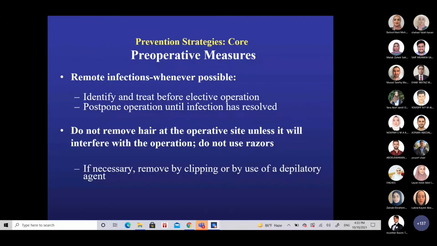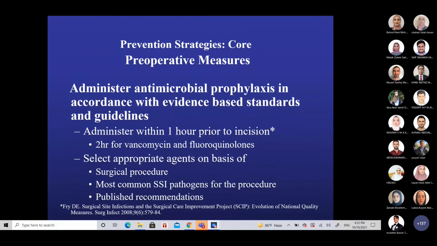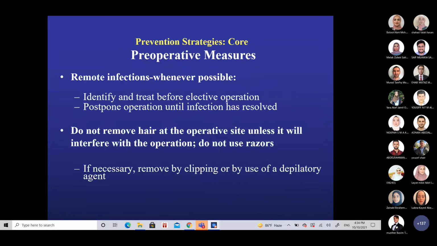When and how to use prophylactic antibiotics: 1 hour to 2 hours before surgery. As we said, sometimes they differ depending on the antibiotic, because of the pharmacokinetics. The whole aim is to have the maximum tissue level at the time of surgery. Agents should be chosen according to the surgical procedure, the most common surgical site infection pathogens, and the published recommendations. All of this is adjustable according to resistance and allergies.